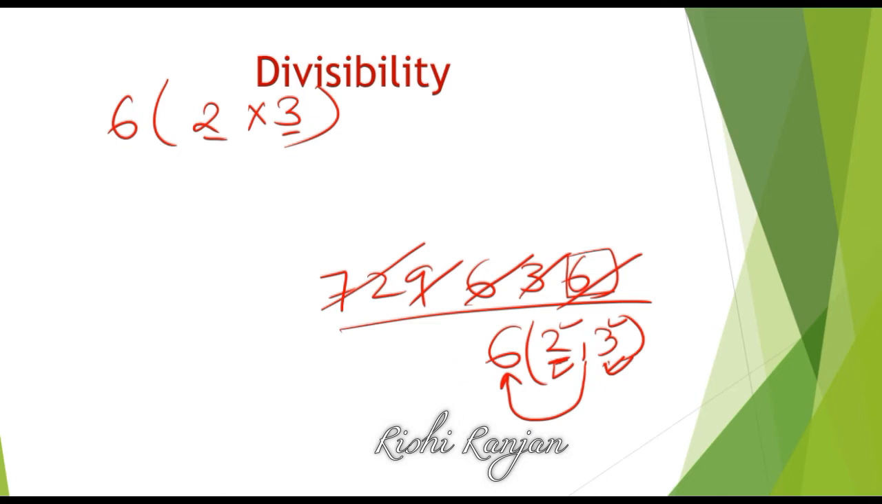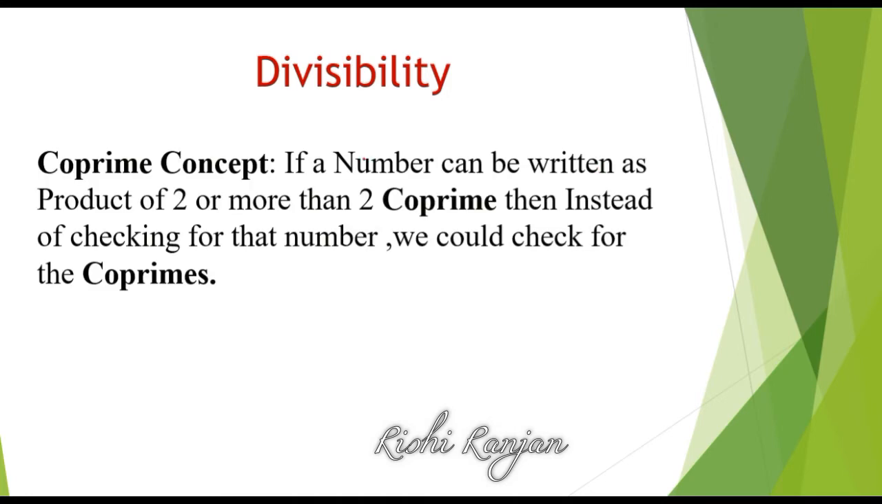But my question is now, why do we check for 2 and 3? If you remember, we talked about something called coprimes. Here, 2 and 3 are coprimes. Now look at this statement. If a number can be written as a product of 2 or more coprimes, then instead of checking for that number, we could check for the coprimes. See here?